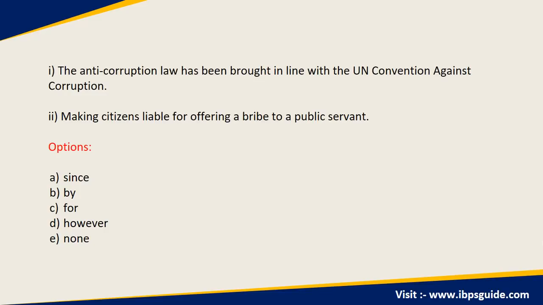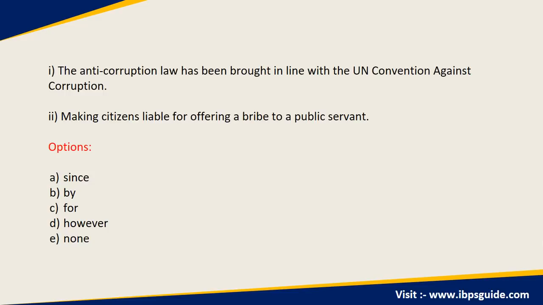That is the meaning. So what are they trying to say? The anti-corruption law has been brought in line with the UN Convention Against Corruption. So when they say brought in line with, they're saying that it is agreeable to their standards. It is equal to their standards. This means that earlier our anti-corruption laws were not as good as the UN Convention's anti-corruption laws. But now they are as good as the UN Convention's anti-corruption laws.